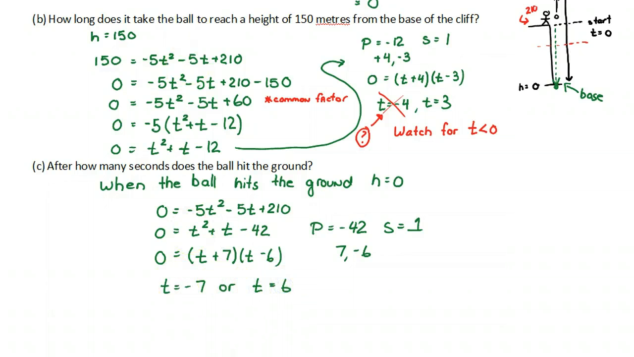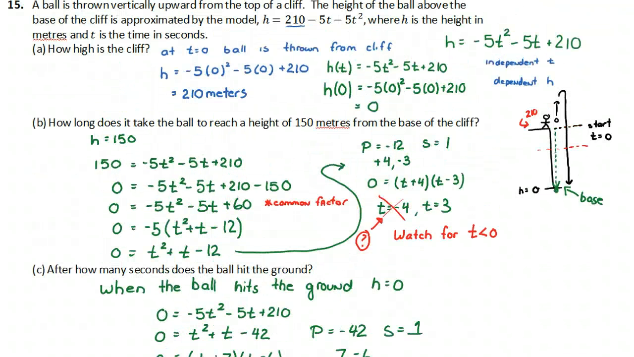And again, -7 is back in time. So since it's back in time, we're going to discount that answer. And we're done. I hope this example helped.